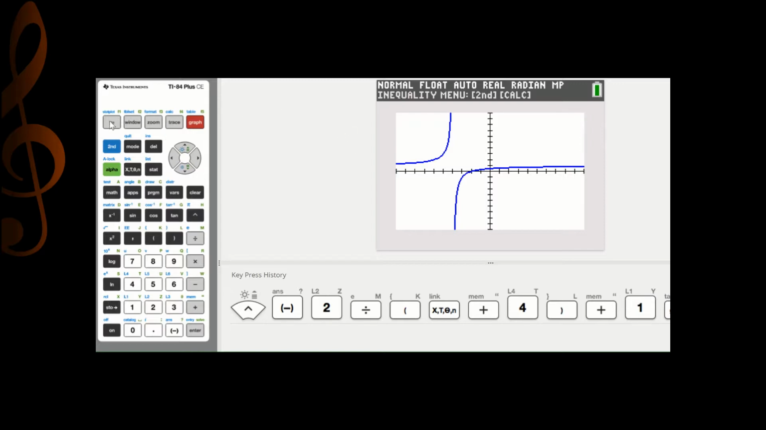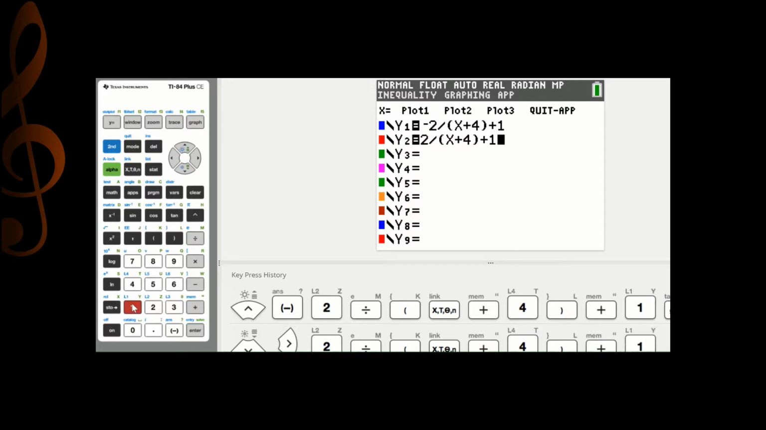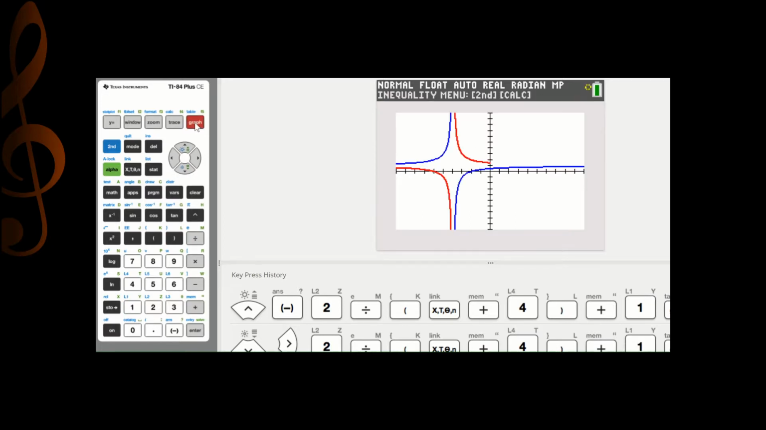So I'm going to enter a couple of other things here. First, I'm going to go in here and graph second. I'm going to change that -2 to just a 2 so that we can see that reflection. So I've got 2 times parentheses x plus 4, close that parentheses, then we got plus 1. And so this second graph is going to show up in red, and it should let us see how that is reflected. And you can see that the blue has reflected across the x-axis.